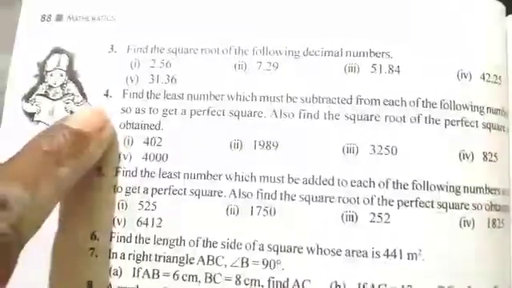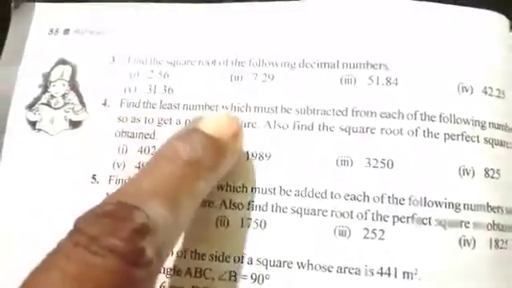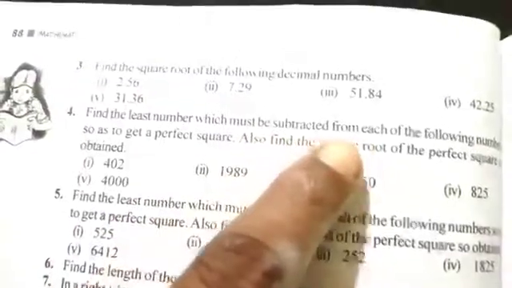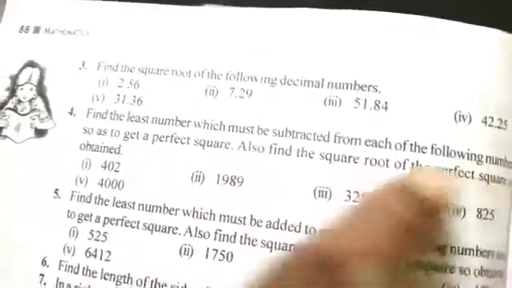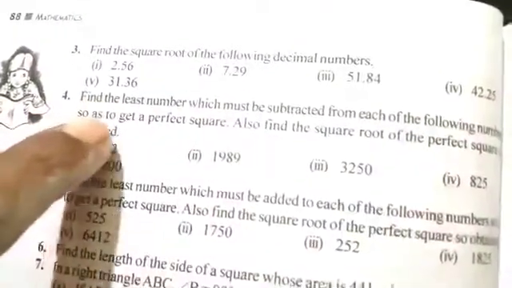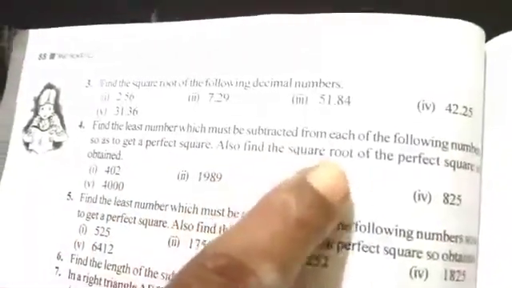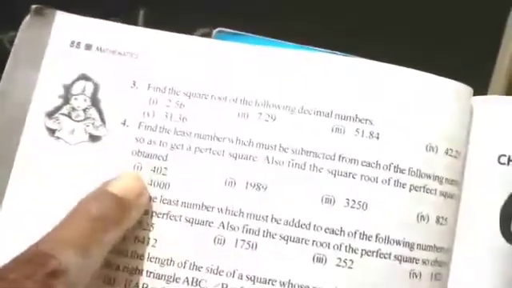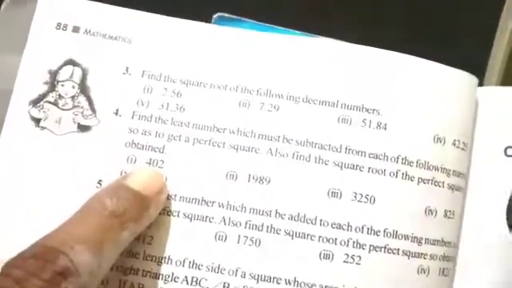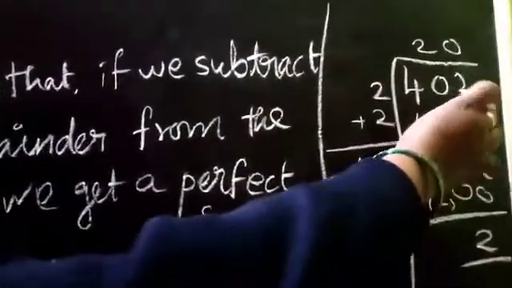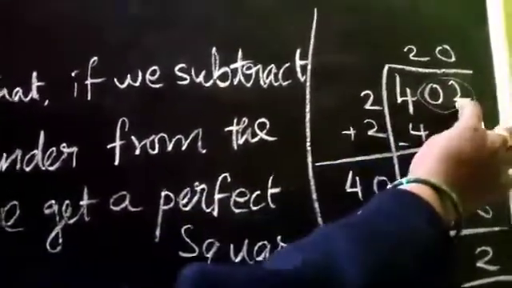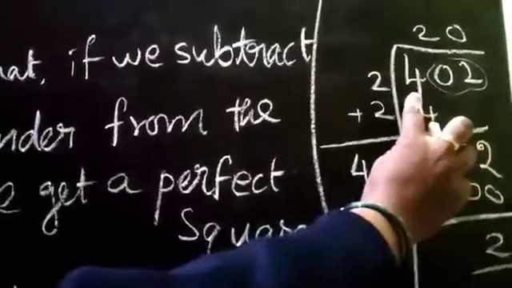Fourth question: find the least number which must be subtracted from each of the following numbers so as to get a perfect square. Also find the square root of the perfect square so obtained. First one, 402, they have given. We write 402 like this, and the 2 is one group from the unit and tens place. This 100 is separated.